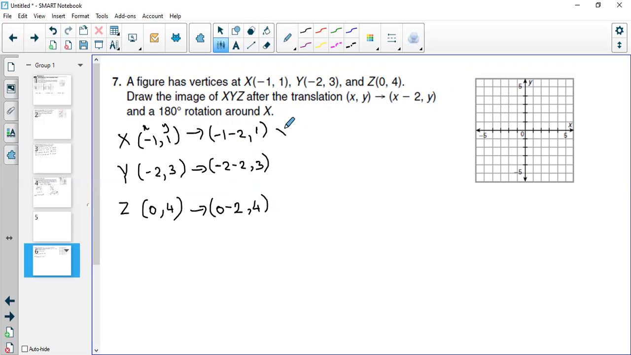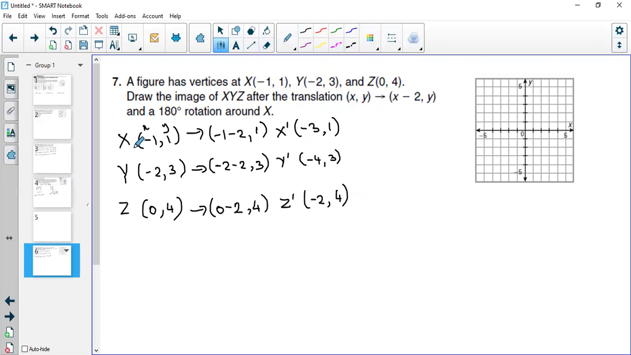Let's find out the coordinates for the image. So x prime is going to be negative 1, negative 2 is going to give you negative 3 and 1. Y prime is going to be negative 4 and 3, because negative 2 will give you negative 4. Then z prime is going to be 0 minus 2 will give you minus 2, and y remains the same. So we have the coordinates of the pre-image, and we have the coordinates of the image. Only we have to graph them.